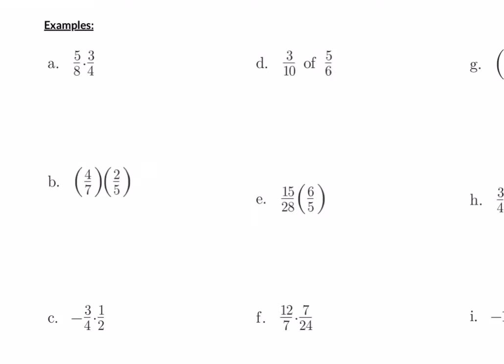Let's start with example A. We can go ahead and multiply straight across. We get 5 times 3 is 15, and 8 times 4 is 32. 15 and 32 have no common factors, so this is in simplified form, and we're done.